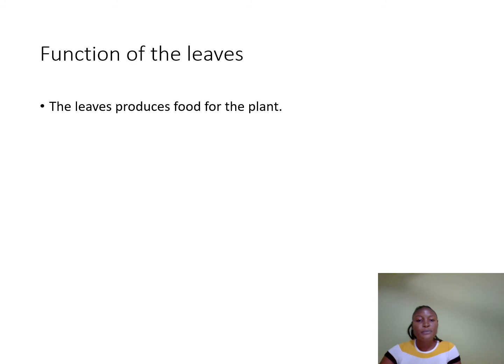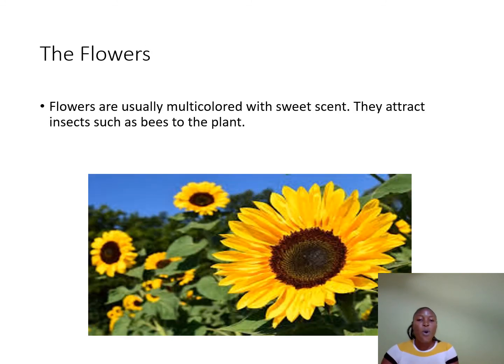Let's carry on. Now we go on to the flowers. Now you can see these beautiful sunflowers on your screen. Flowers are usually multicolored with a sweet scent. We all know that flowers naturally smell good. Because of their sweet scent, they attract insects such as bees to the plant.